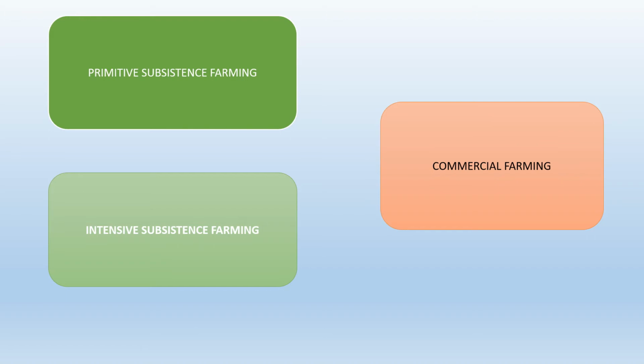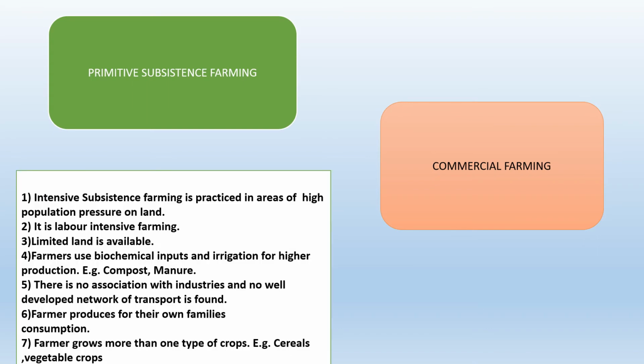Here also he is growing the crops to sustain his family. More than one type of crop is grown. Intensive subsistence farming is practiced in areas of high population pressure on land. It is labor-intensive farming. Limited land is available. Farmers use biochemical inputs and irrigation for higher production.